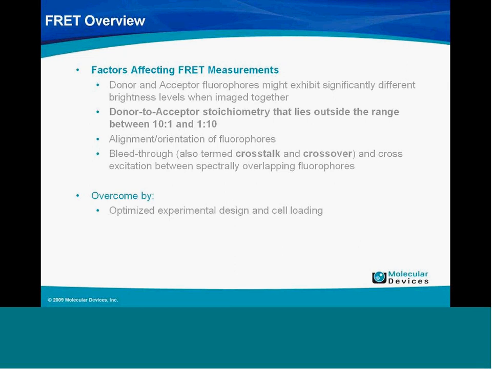The other factor that can affect FRET is your donor to acceptor stoichiometry lying outside the ranges of 10 to 1 or 1 to 10. What that means is that if those ratios are beyond those levels, you're going to get either false positives or potential false negatives based on that ratio. So you always want to try to balance the overall acceptor and donor expression levels that you can. Ways to overcome that would be to optimize your experimental design and cell loading.